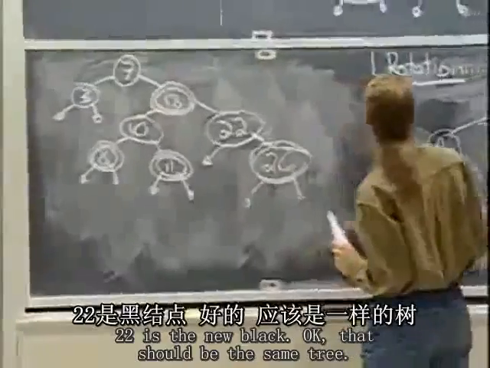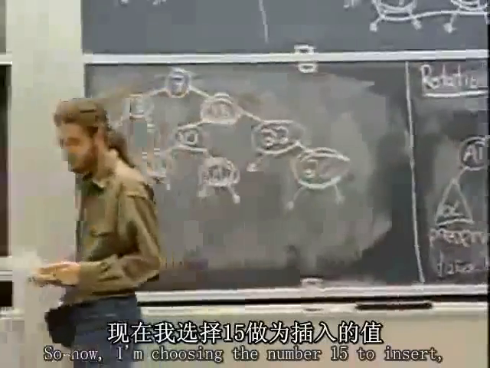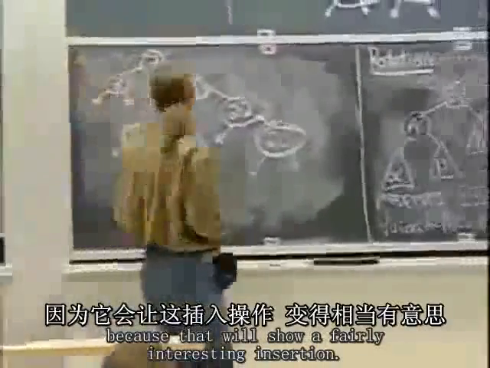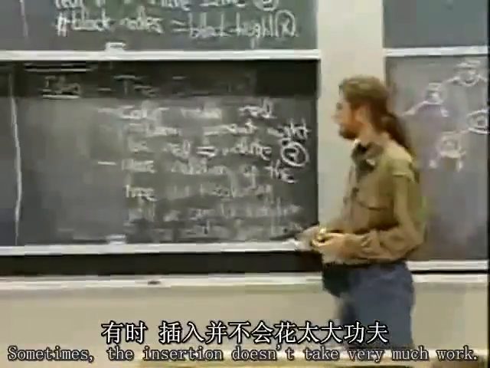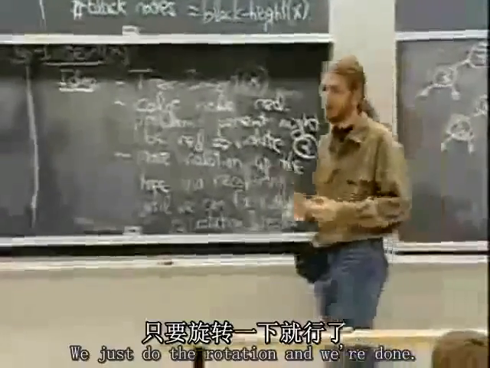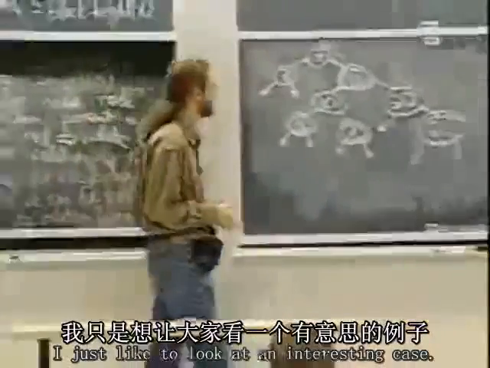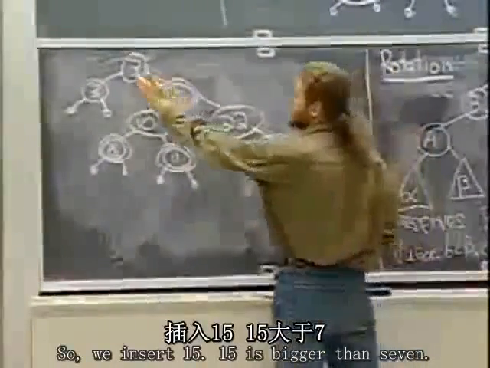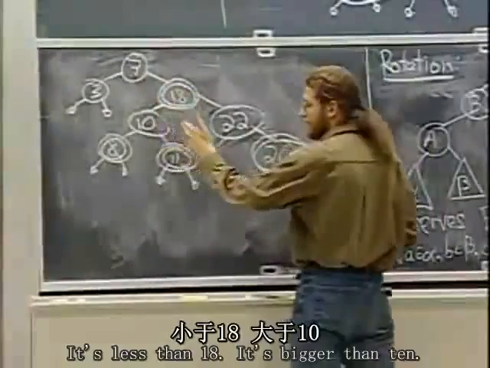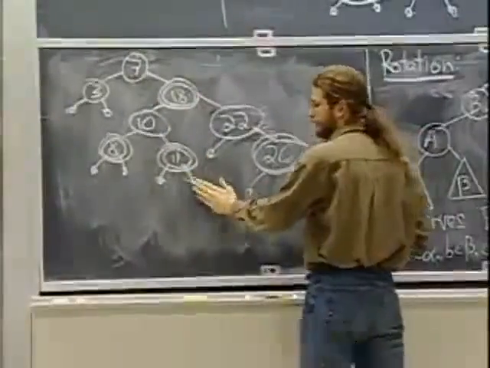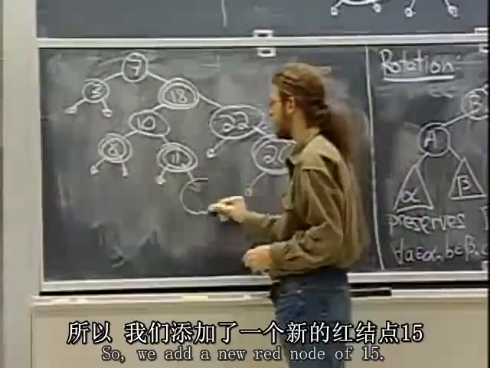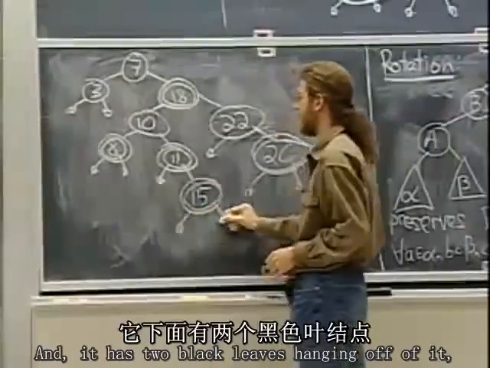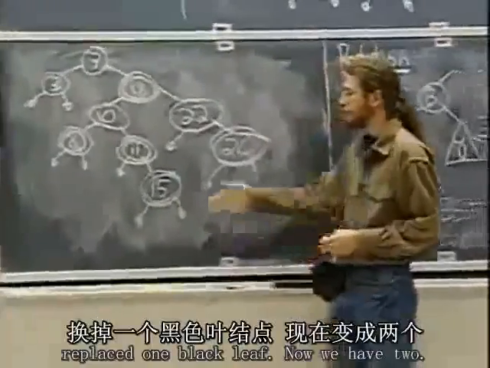Okay, that should be the same tree. So now I'm choosing the number 15 to insert, because that will show a fairly interesting insertion. Sometimes insertion doesn't take very much work. We just do a rotation and we're done. Here I'd like to look at an interesting case. So we insert 15. 15 is bigger than 7. It's less than 18. It's bigger than 10. It's bigger than 11. So 15 goes here. So we add a new red node of 15. And it has 2 black leaves hanging off of it. Replaced 1 black leaf. Now we have 2.